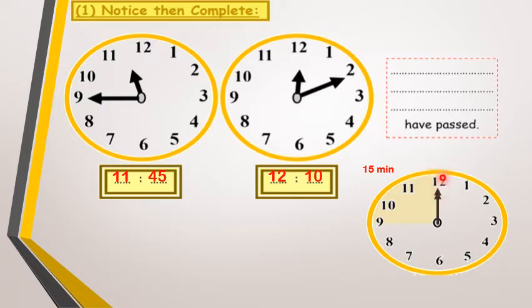Now I'm at 12. The clock here is 12:10, so I will move 5, 10. It will be 12 and 10 minutes. So this is 10 minutes. So the elapsed time is 15 minutes plus 10 minutes. 5 plus 0 is 5, and 1 plus 1 is 2. So the time that has passed is 25 minutes. So the first thing I do is move the long arm till I have a complete hour, then continue counting.